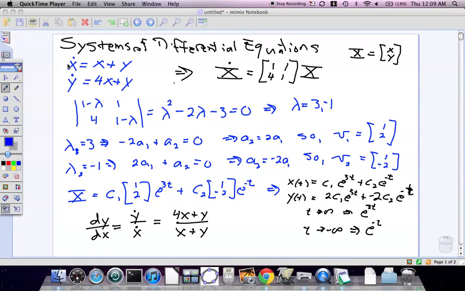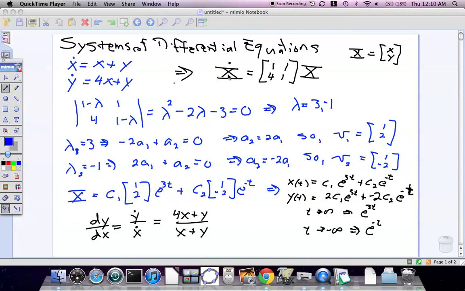So I've got this system of differential equations. Derivative of x with respect to time is equal to x plus y. Derivative of y with respect to time is equal to 4x plus y. So here, this is a linear system of differential equations with constant coefficients.